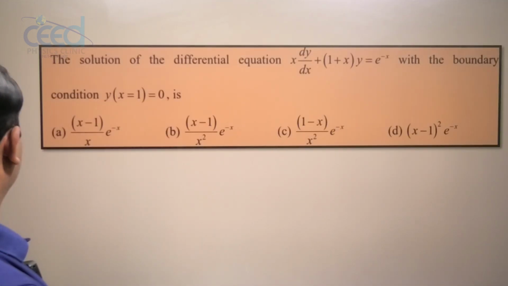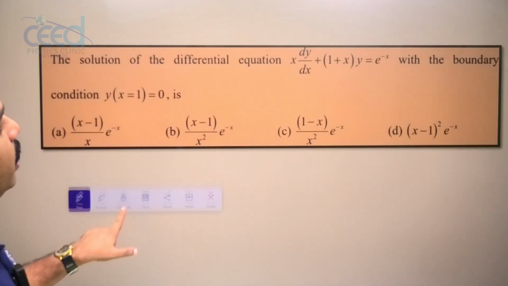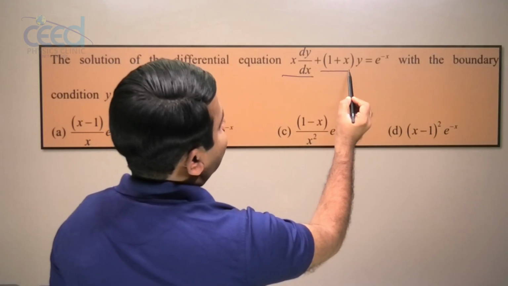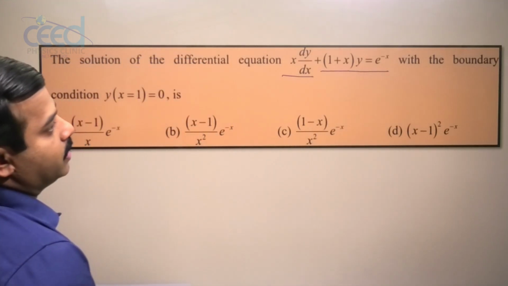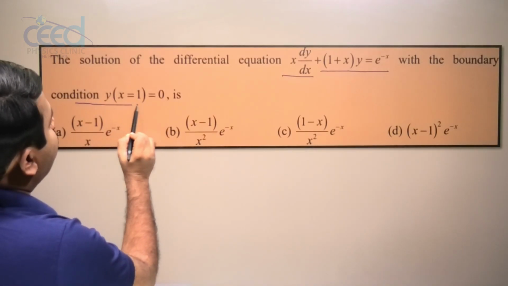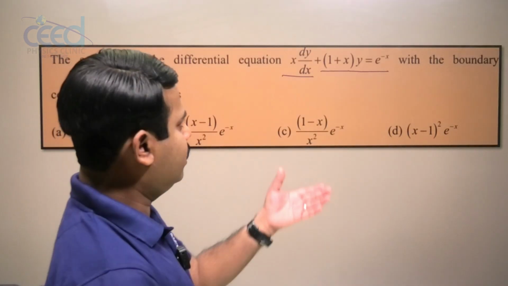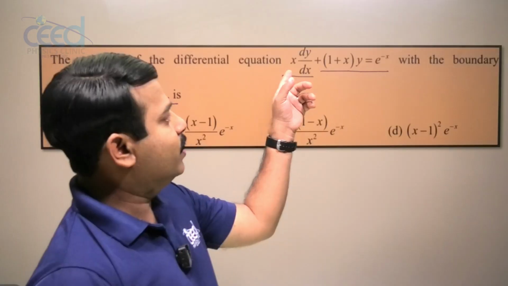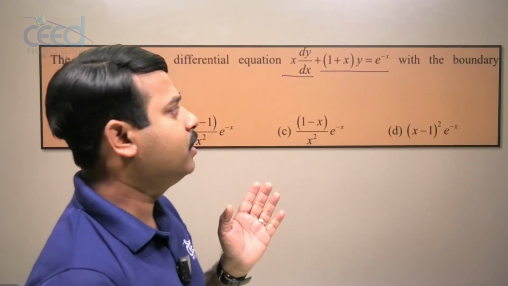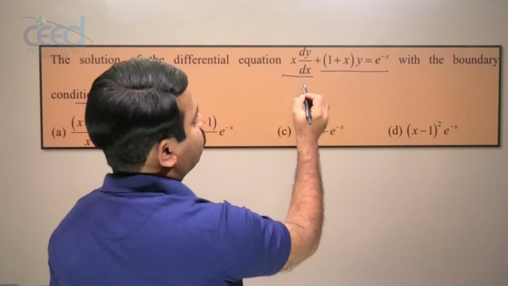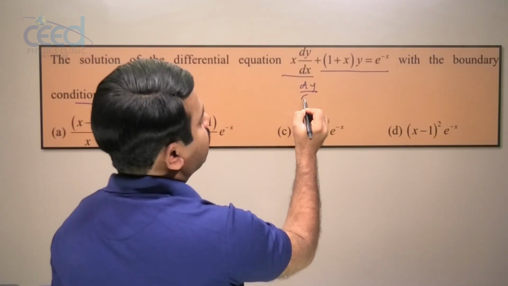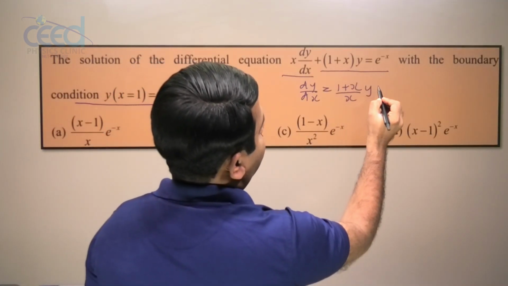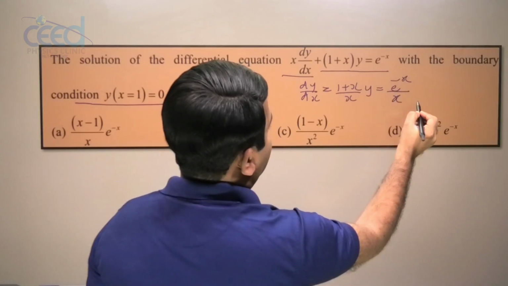The first question is: the solution of the differential equation x dy by dx plus (1 plus x) into y equal to e raised to minus x, with the boundary condition y of 1 is equal to 0. From this equation, it is a first order linear equation format. Dividing throughout by x, we can write dy by dx plus (1 plus x) by x into y equal to e raised to minus x by x.